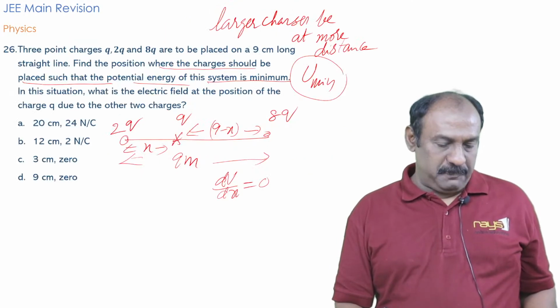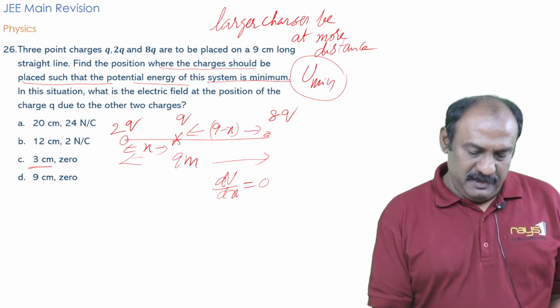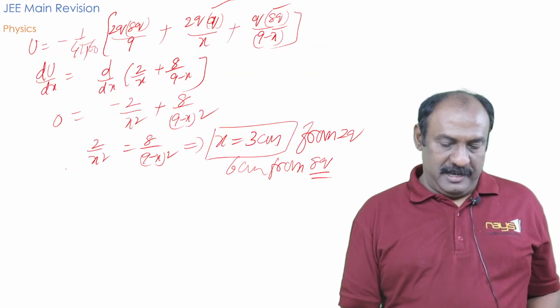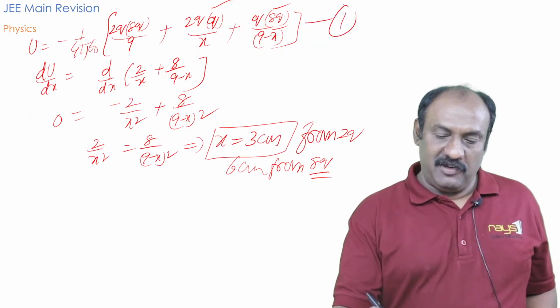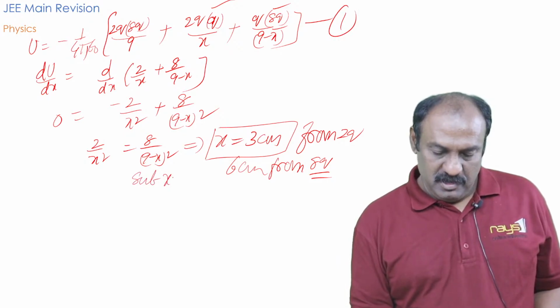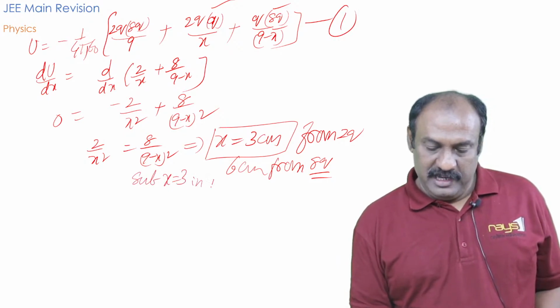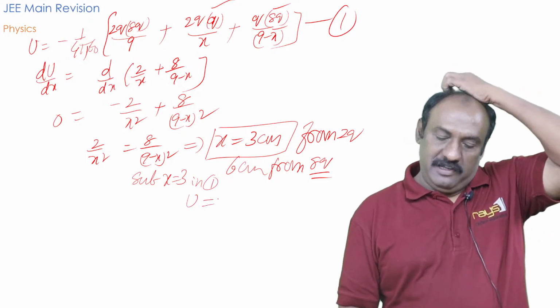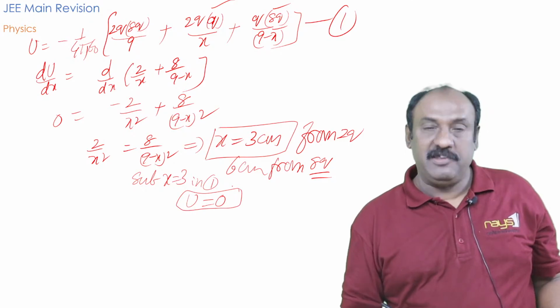Okay. Now, see the options. Here 3 centimeter is the answer. Only one option is there. You substitute x equal to 3 in equation 1, then the potential energy of the system at that point, x equal to 3 centimeter, after calculation you get 0.